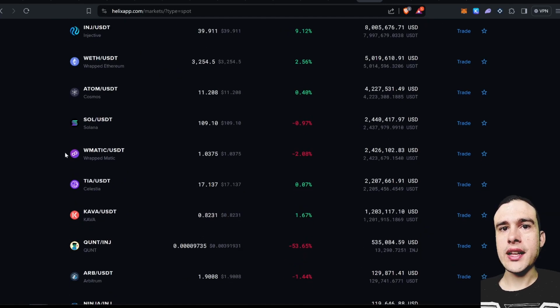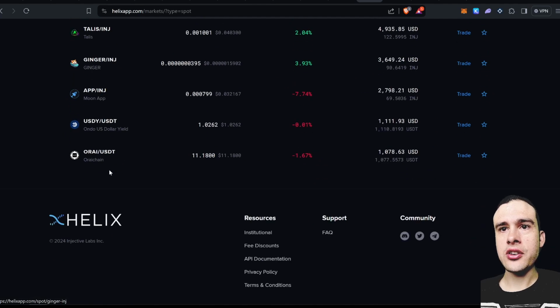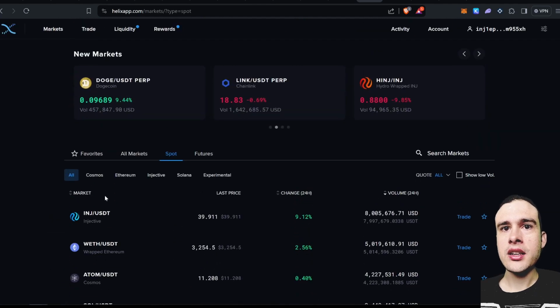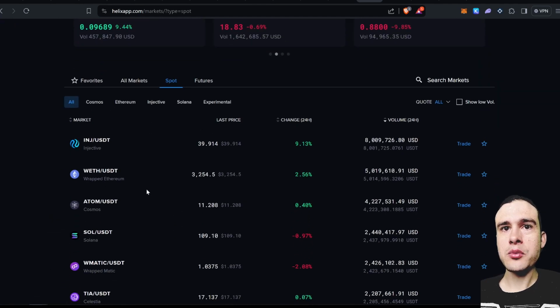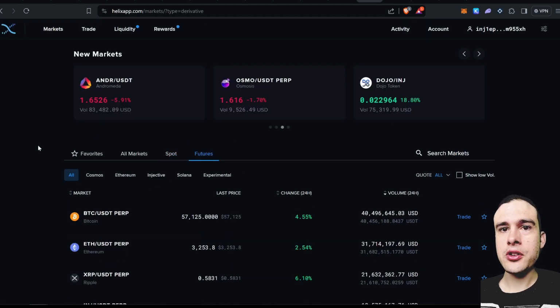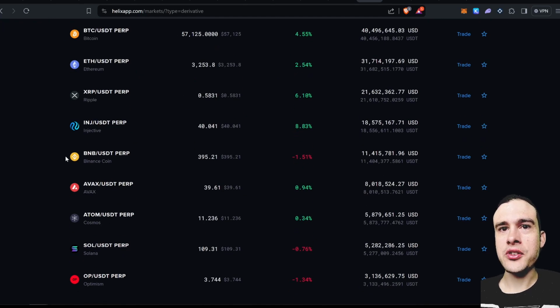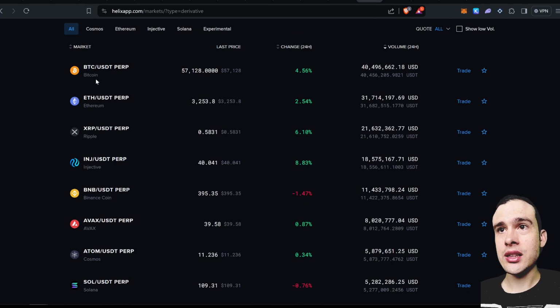In terms of spot, well, that's pretty standard. It'll be most of the tokens on the Injective network for the most part. And you can buy with limit orders or market buy, which is the equivalent of just swapping. But it also has futures as well, and DGen at your own risk with futures, obviously. But this is really cool, and it has a lot of options.